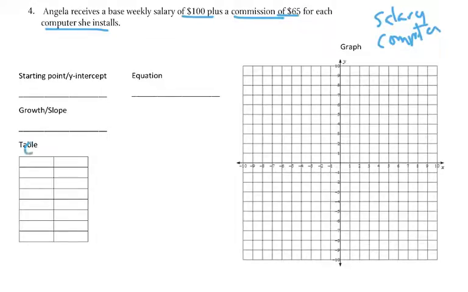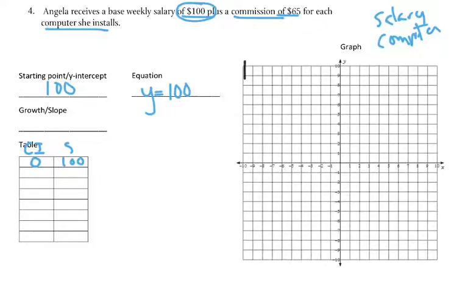So this would be our computer installs. This would be her salary. So where does she start? Well, if she doesn't install any computers, she'll still make $100. That's her starting point. So on a table, what does that look like? Well, no computer installs, she still gets $100. On an equation, what does that look like? Y equals 100. Okay, that's what she gets no matter what. What would it look like on our graph?